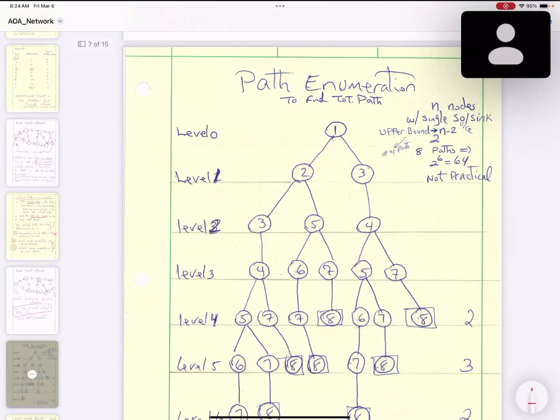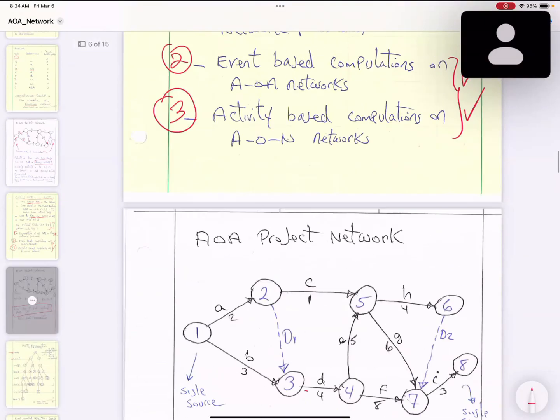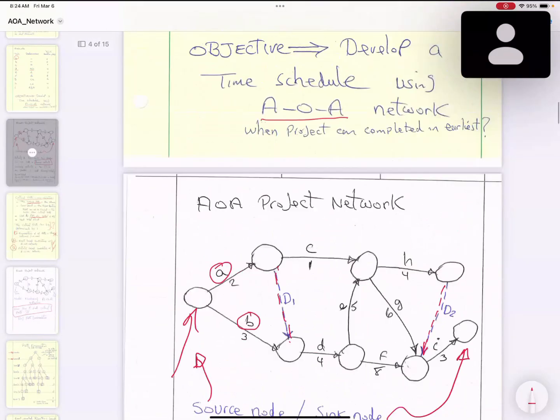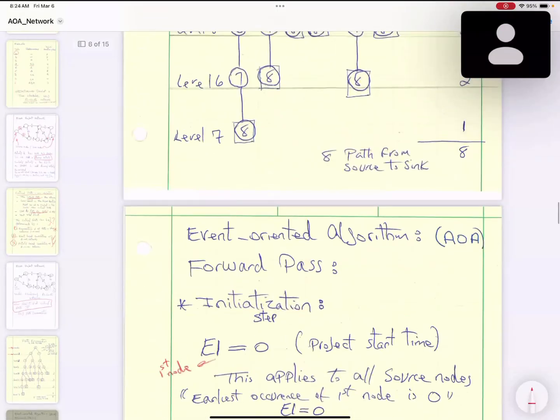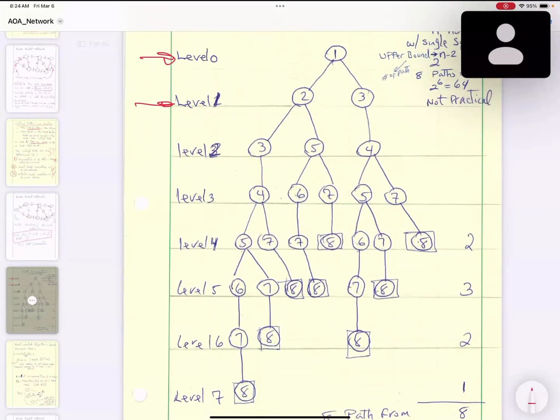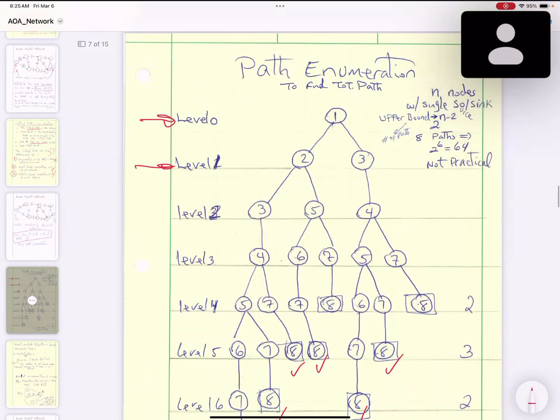We're not going to use this one. This is path enumeration. Basically, you look at your table and start from node number 1, the successors for node number 1 are node 2 and 3. So you start from level 0, then level 1. You basically transfer all this information from this table in here as such. But this is not our desired approach. Then at the end nodes, you check them like this, going to level 7. But for a big project, it's going to be very complex.